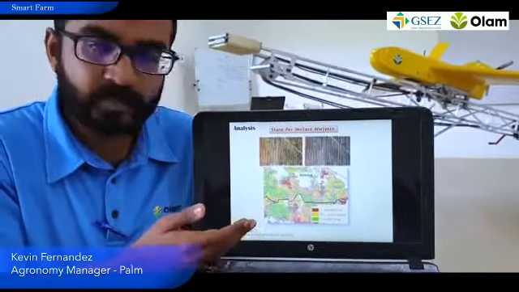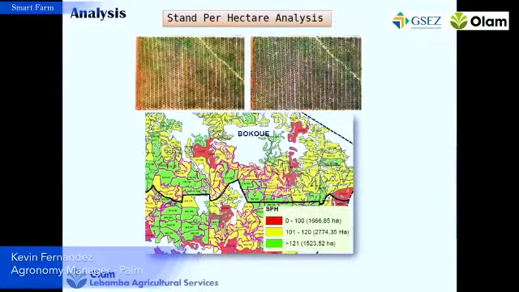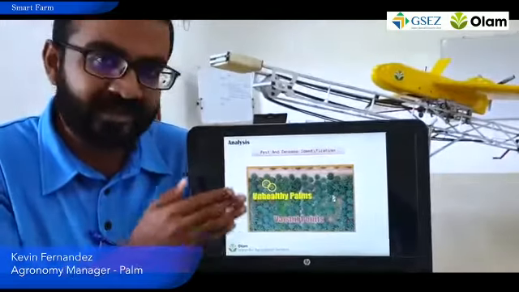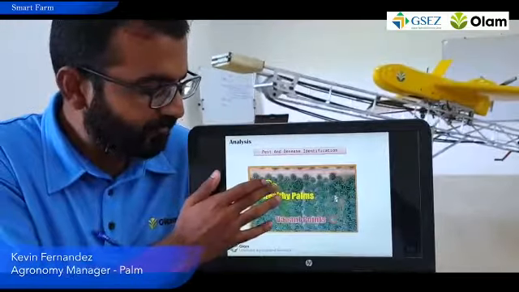So what we have come up with is, together with a traffic light system on the SPH. The red is indicating there is low stand per hectare, yellow is indicating there is medium stand per hectare, and green is indicating there is good stand per hectare. In addition to that, once the drone flies in a location, they can clearly identify unhealthy palms.